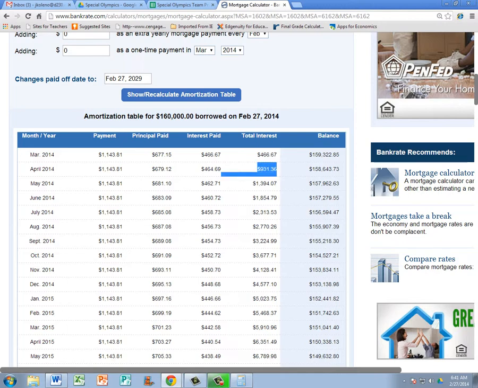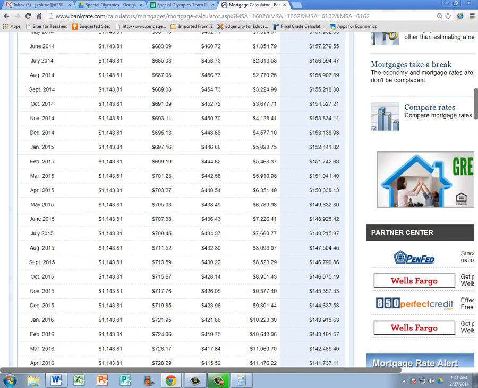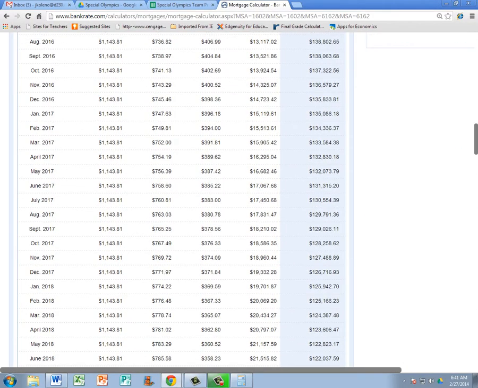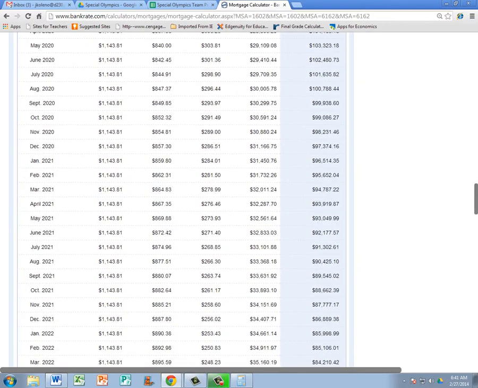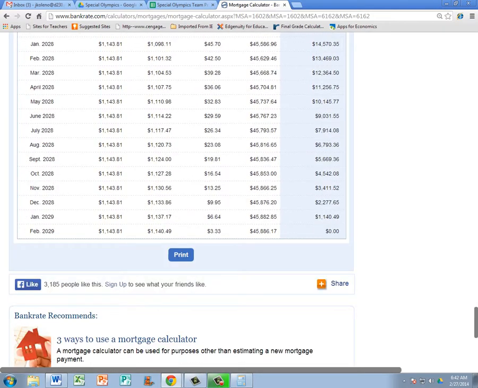The second month we've paid a total of $931 in interest. This adds up the interest we've paid over the life of the loan, and if you go all the way to the bottom, this is a scary number: when 15 years will be up, we will have paid $45,886 in interest.